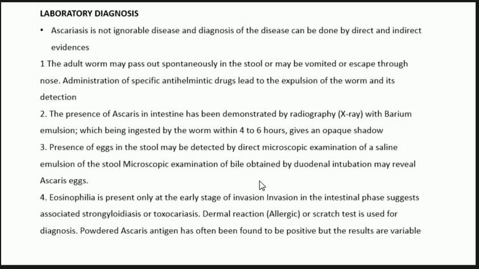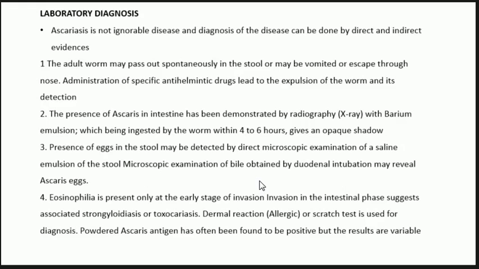The adult worm may pass out spontaneously into the stool, may be vomited, or escape through the nose. Remember, vomited or escape through the nose. How does this happen? When the larvae are entering from the lungs into the stomach, at that time, if vomiting has occurred, then the worm will go out, or otherwise it is possible through the stool also. So you can detect the presence of Ascaris in the vomit, or you can detect it in the stool.